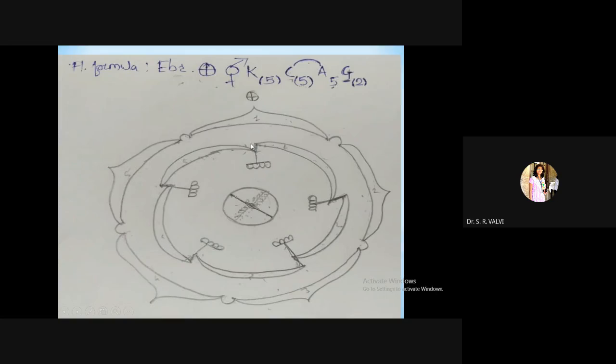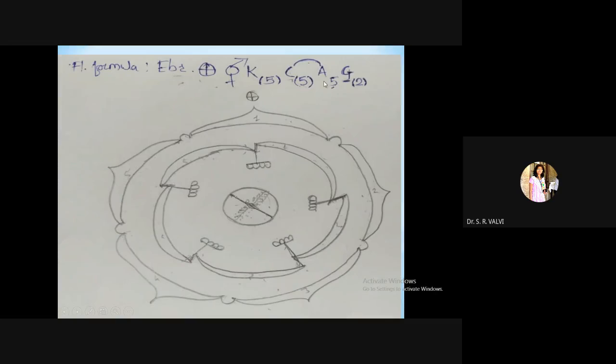And hence one end should be outside. See my cursor, another end is inside. This end is outside, this end is inside. Outside, inside, outside, inside. So likewise this is the twisted condition of these petals. So again I have joined these petals because it is gamopetalous condition.